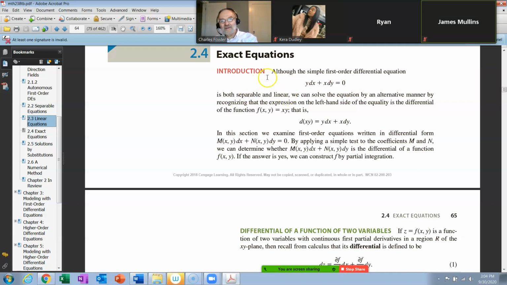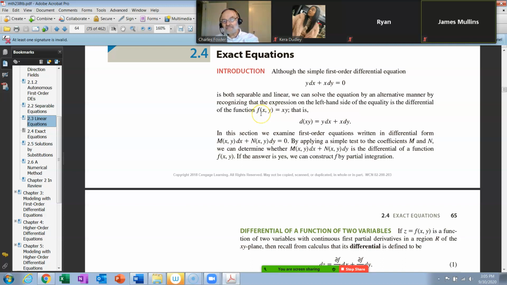Okay, I would put the dy in front and then divide by dx, and you have dy/dx is equal to y over x, or dy/dx plus 1 over x times y is equal to 0. That's certainly a linear equation. Okay, but there's another way we could solve that one, recognizing that the expression on the left hand side of the equality is a differential of some function f of x,y equal to xy. Okay, the product x times y.